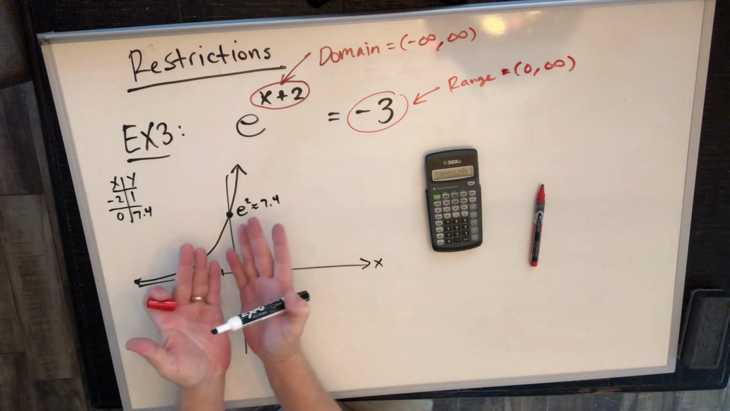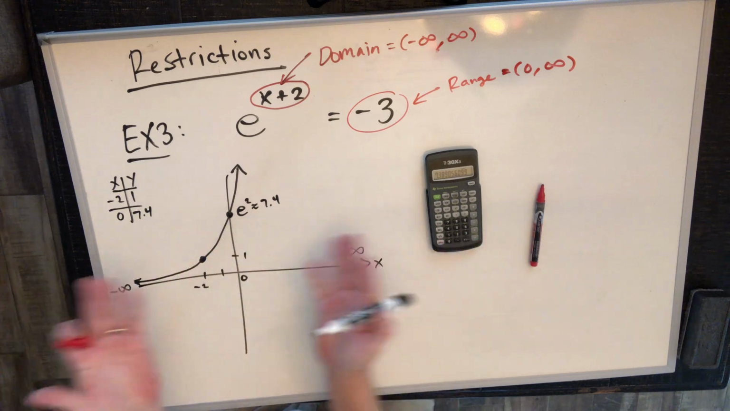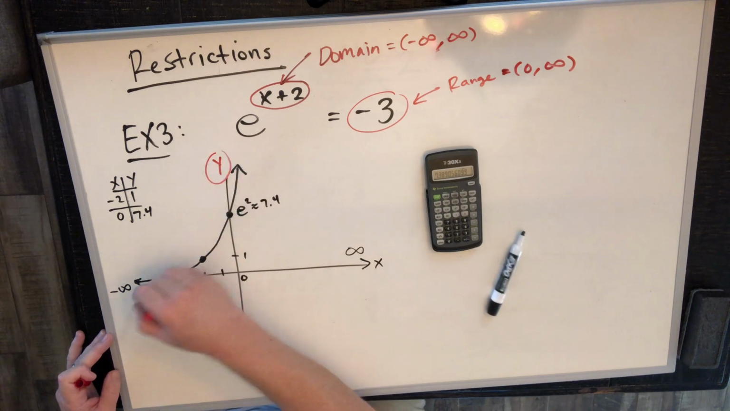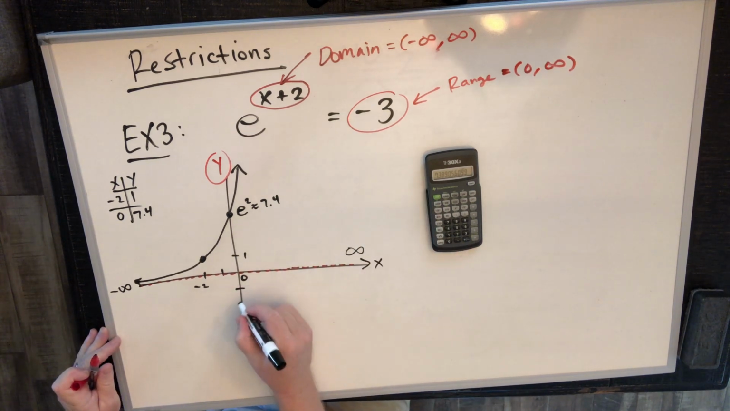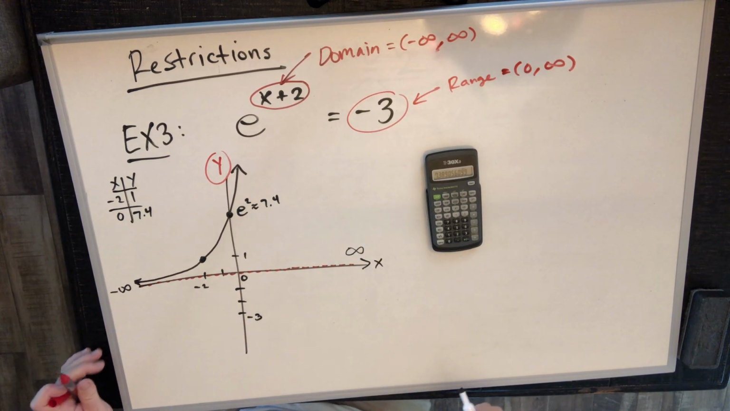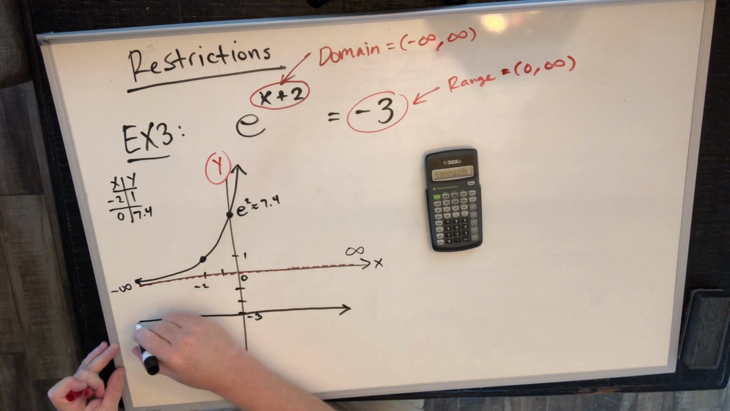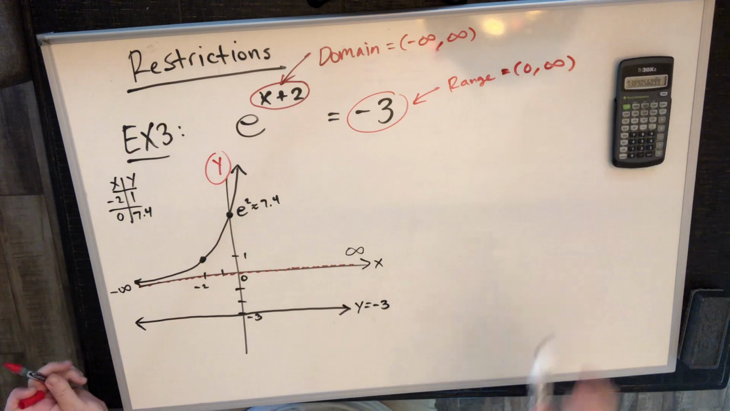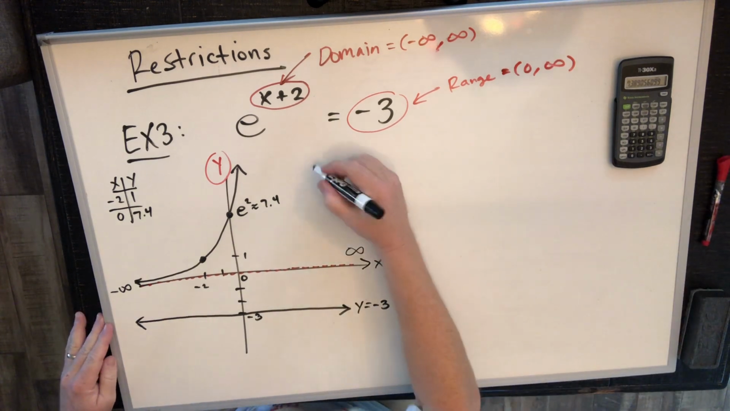So again, x is a free variable. The domain is negative infinity to infinity. It can go all the way over here to negative infinity, all the way to positive infinity. There is no restriction on the value of x. However, look at the value of y. The value of y must be greater than 0. So down here we have negative 3. And at no point does this graph ever intersect the line y equals negative 3. So even if you were to try to solve this equation, you know what's going to happen. You're going to get no solution.